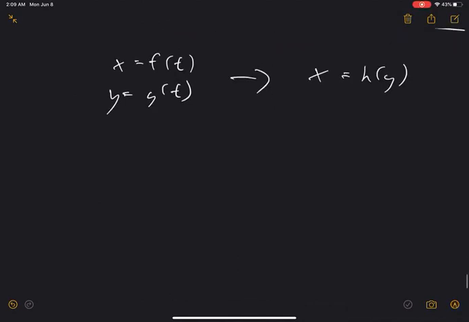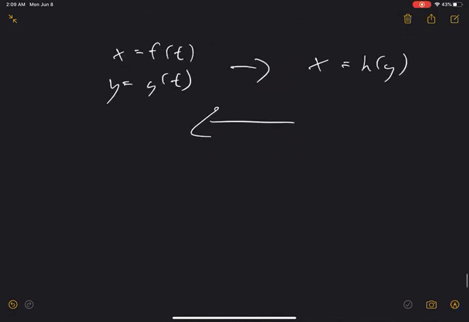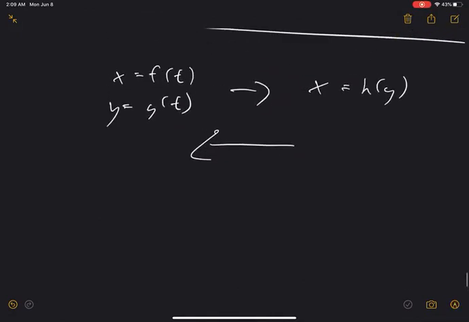So what have we seen? If we have these parametric equations, we can sometimes convert to a Cartesian equation, like x equals h of y. Can we do it the other way? Can we go from an equation like this to parametric equations? Yes, I don't think it's going to come up because it's really trivial, really easy. Let's say I have y equals x squared, and I want to convert to x equals f of t, y equals g of t.